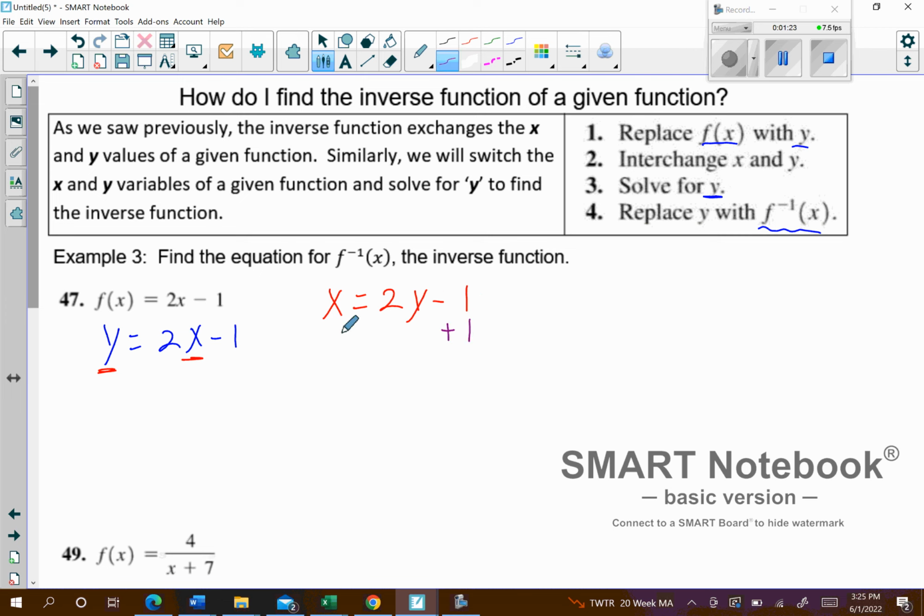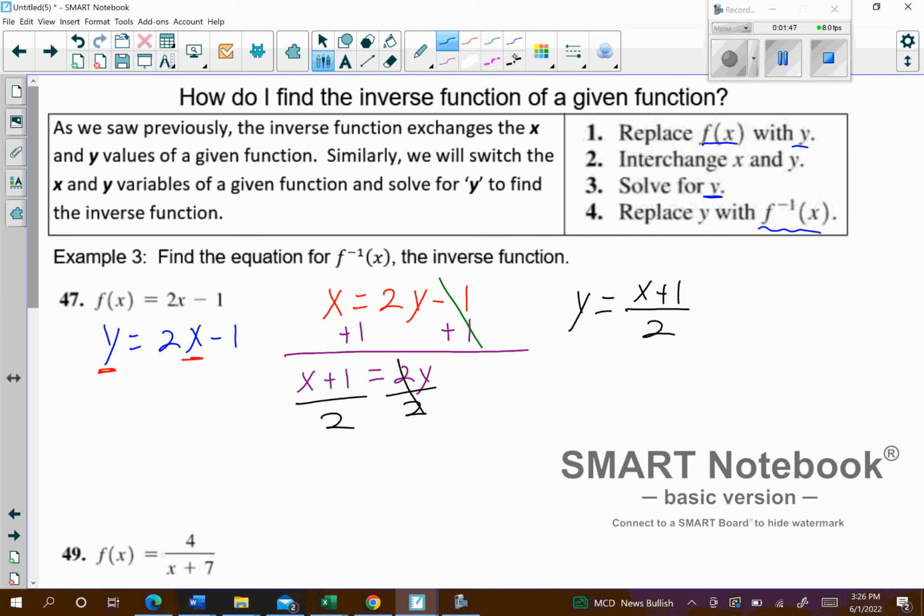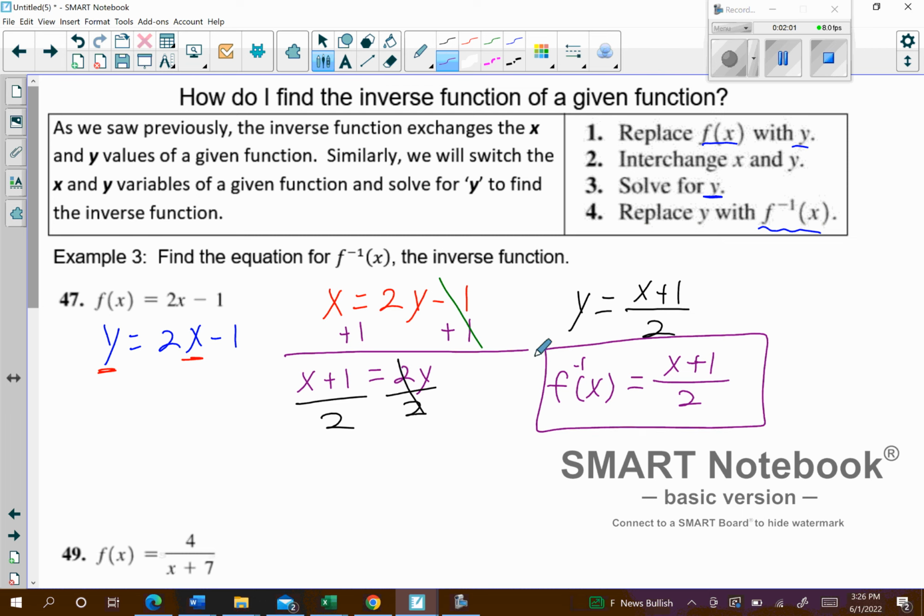So we'll start by adding 1 to both sides of the equation. So on the left side, I'm going to have an x plus 1. And then on the right side, just a 2y now, because that will get canceled out. And then I really have only one more thing to do, and that will be to divide both sides by 2. So that'll cancel out. So I'm left with y equals x plus 1 divided by 2. And then we don't want to get mixed up, though. And so I'm going to label it as my inverse function using the proper notation. And there we go. That's the inverse function right there.